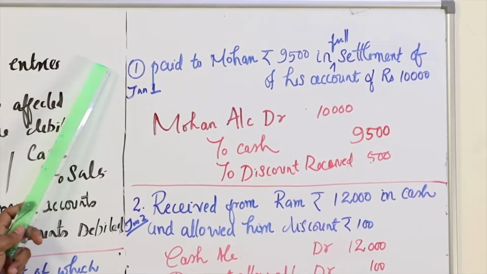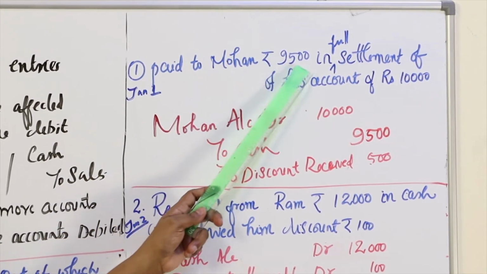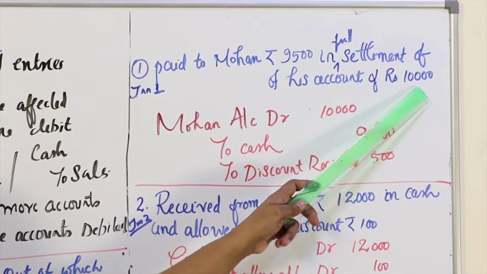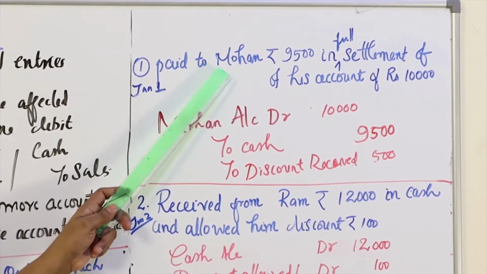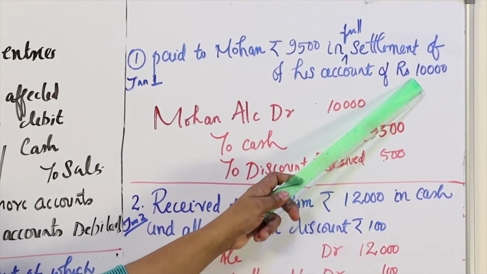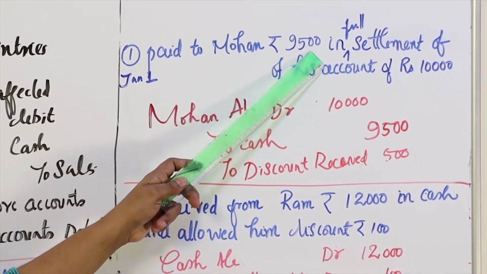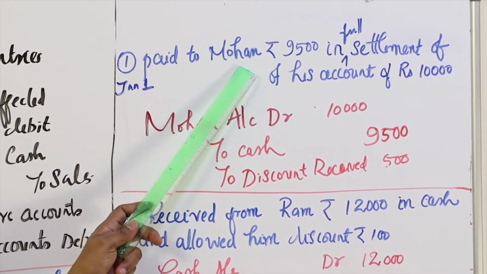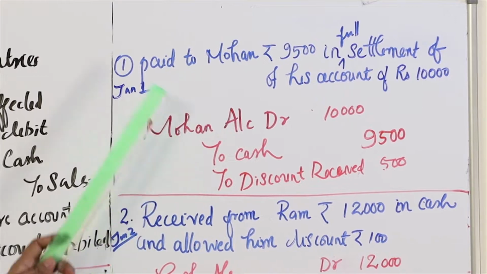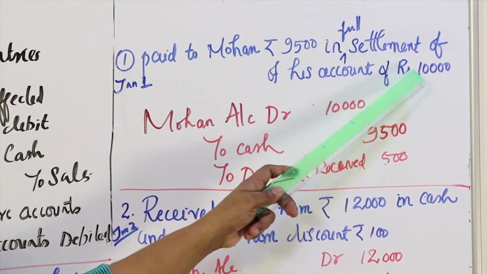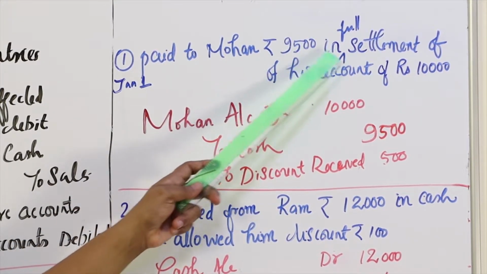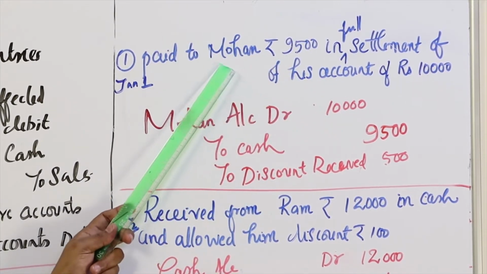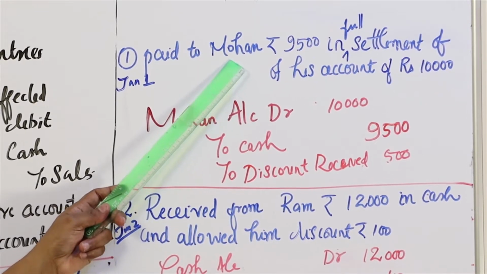Okay. So the next entry is: paid to Mohan rupees 9,500 in full settlement of his account of rupees 10,000. See, payable to Mohan is 10,000, but we paid 9,500 and settled, which means Mohan gave us a discount of 500 rupees. Full settlement done, which means we received a discount from Mr. Mohan.